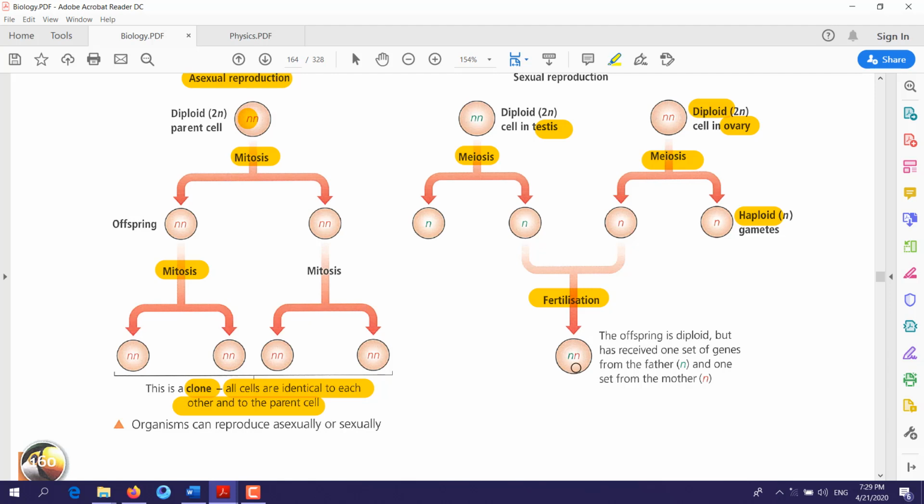Now, look at the zygote. It shares the characteristics of both male and female. The green N from male and the red N from female. Now, if you compare this offspring and these offspring, you will see here it differs from the parent. But here, no, it's exactly as the parent. So the offspring, it's what? Diploid. Why is it diploid? Because it has a full set of chromosomes, but has received 1 set of genes from the father and 1 set from the mother.